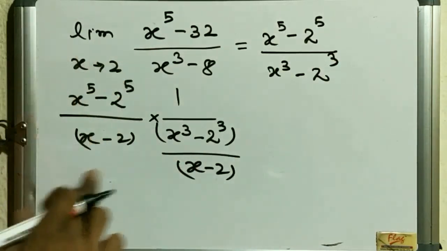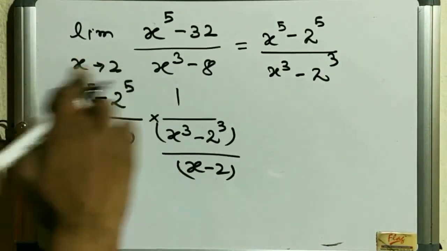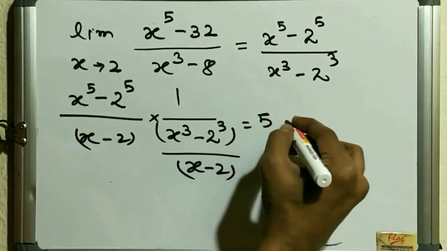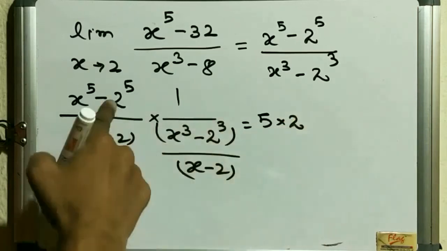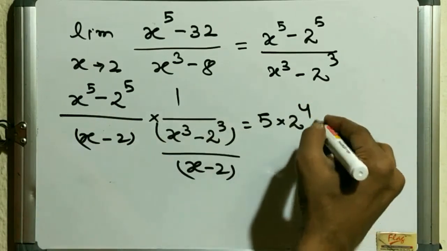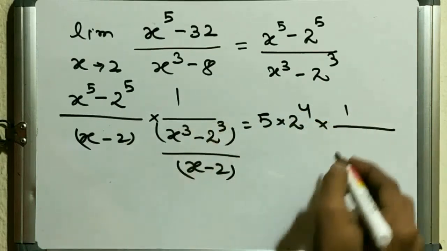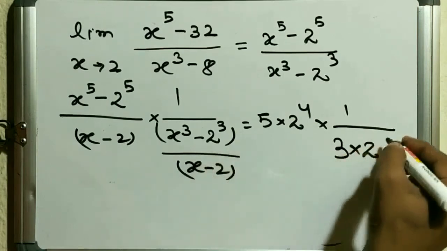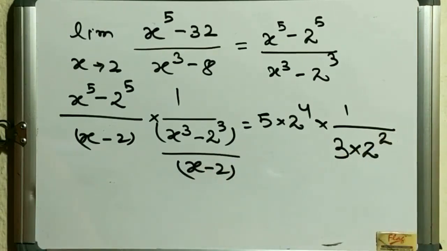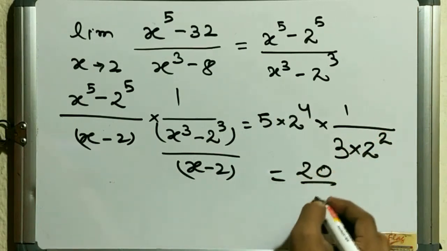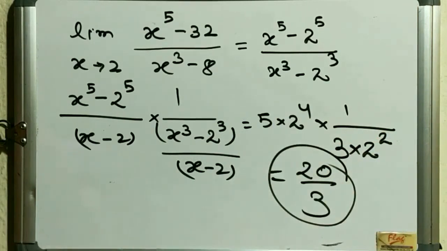So now applying the exponential theorem over here, the value of this expression will be 5 into 2 to the power 4, and for this the value will be 3 into 2 to the power 2. So this will give us 20 by 3.